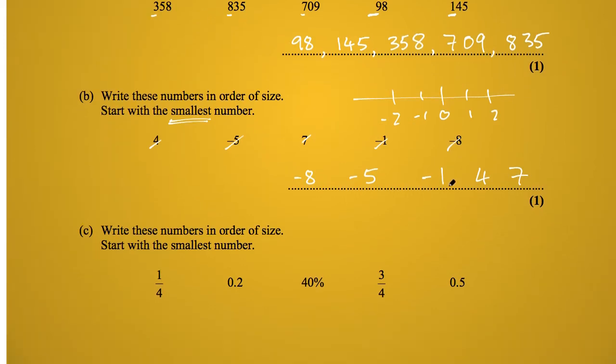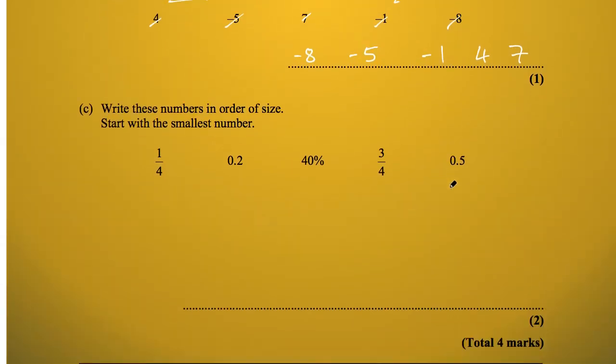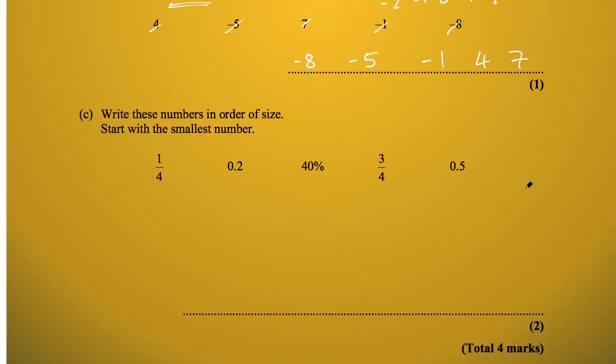Part C, write these numbers in order of size, starting with the smallest number. So now we've got a mixture of percentages, decimals, and fractions. We need to convert them all into the same thing so that we can compare easily. Let's convert them all into decimals.